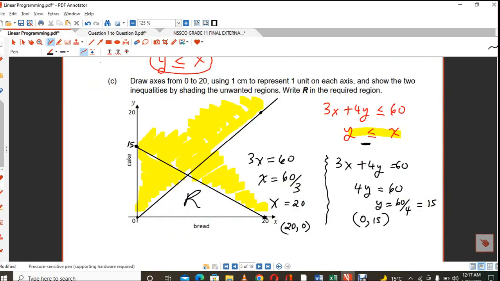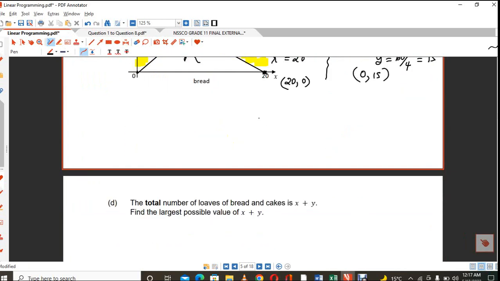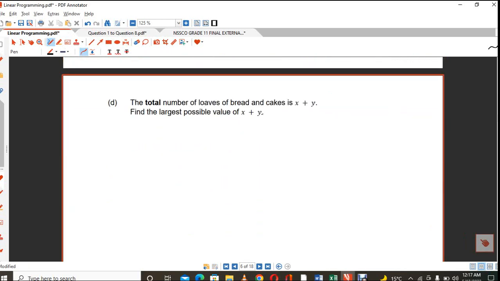Then there's a D part to the question, and the D part says the total number of loaves of bread and cake is x plus y. So we have to find the largest possible value of x plus y.